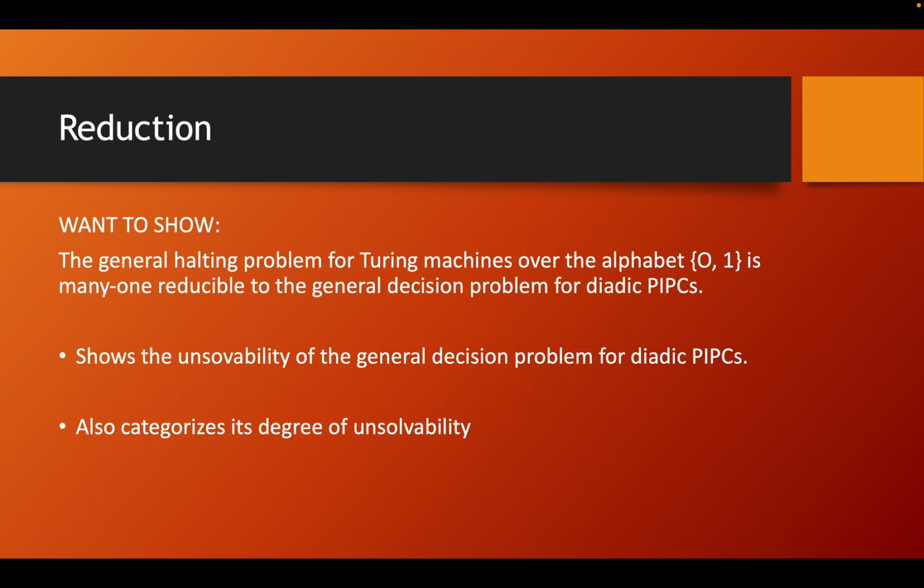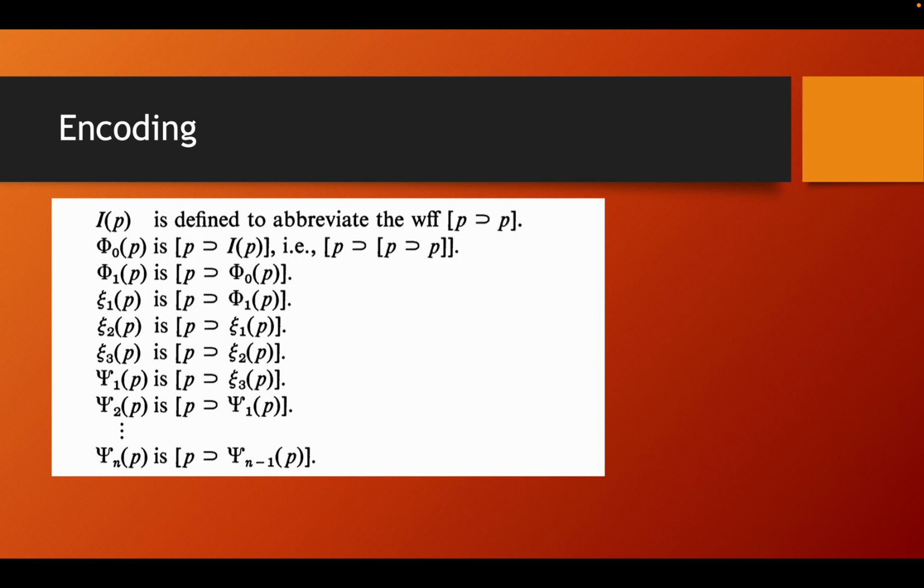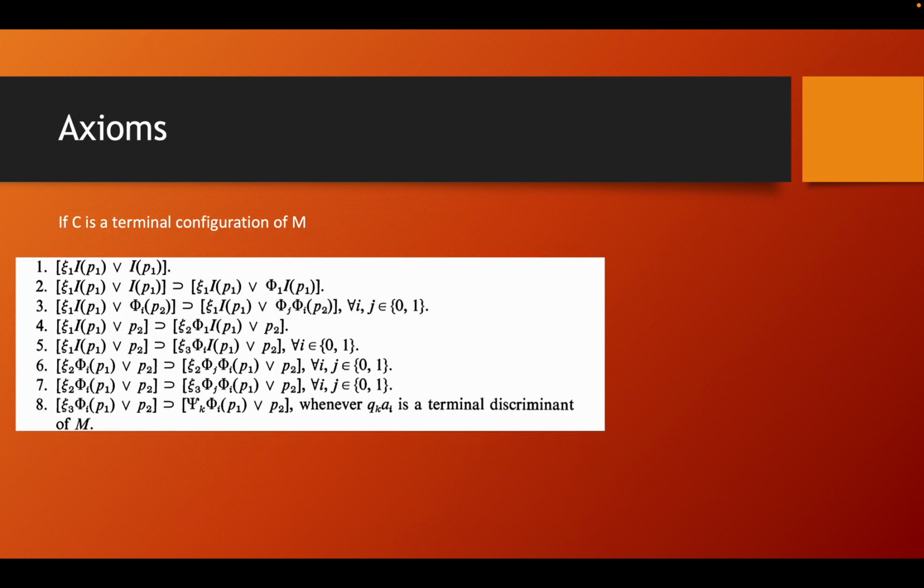We wanted to show that we can reduce the Turing machines to our problem and then show they're both non-recursive RE and that they're equivalent. If we can do that, we can show the unsolvability of the general decision problem, and we can also categorize it, which solves both our questions and goals for the problem. Here's the encoding that I mentioned. It is very similar to what we did in class. However, notice that even though we only have one connective, the implication, we're still able to uniquely identify all of our well-formed formulas. To prove that the encoding is correct, we have to reproduce all the axioms.